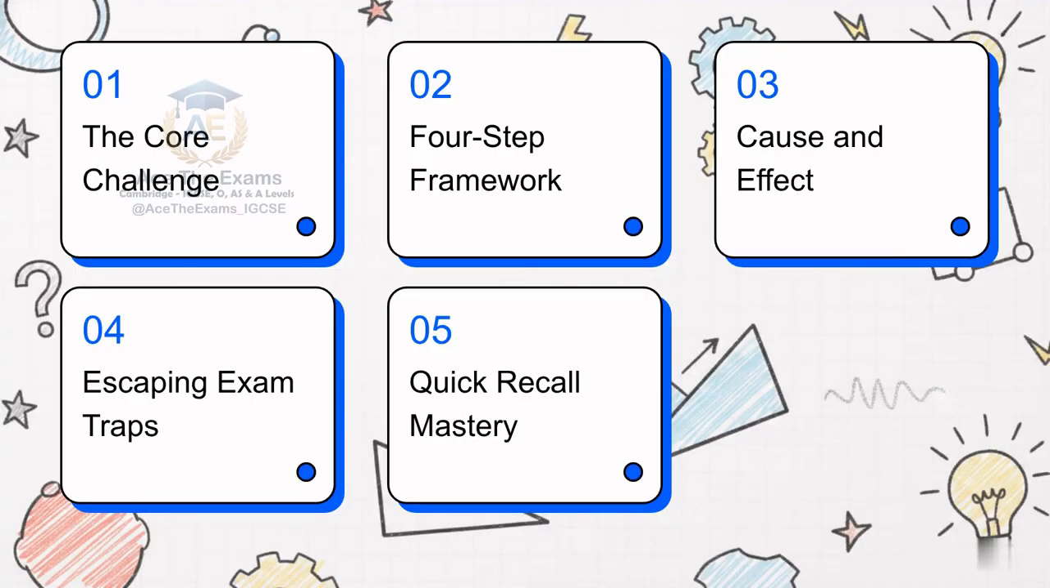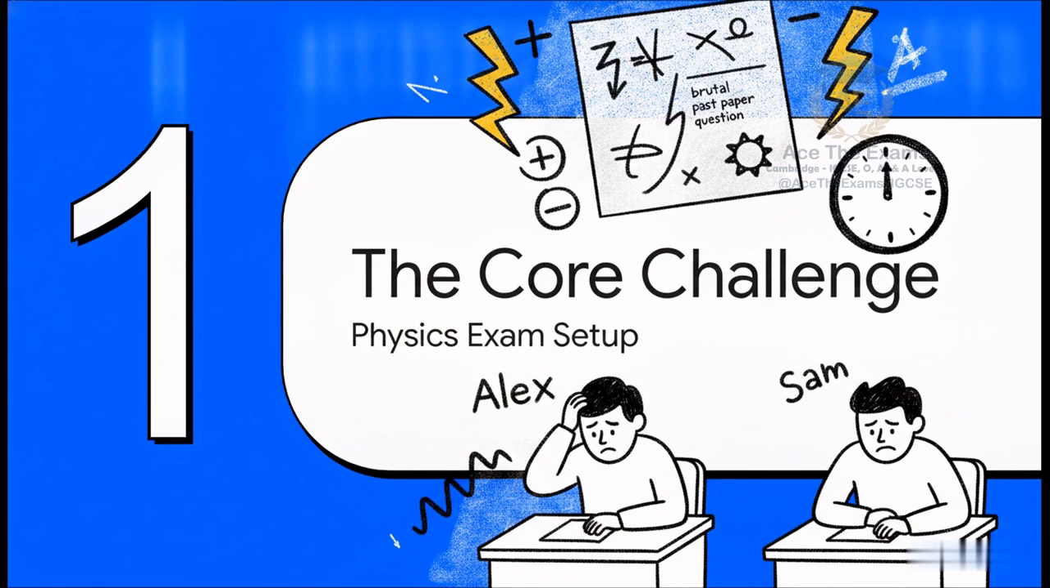So, here's our roadmap for today's dig. First up, we're looking at the core challenge. Second, we're going to introduce you to the four-step framework. This is a total game changer. Third, we'll explore cause and effect in physics. Fourth, we're going to practice escaping some of the most common exam traps that catch out thousands of students every year. And finally, we'll wrap up with quick recall mastery, giving you the tools to pull this information out of your brain instantly under exam pressure. Let's get to it. Section 1, the core challenge.